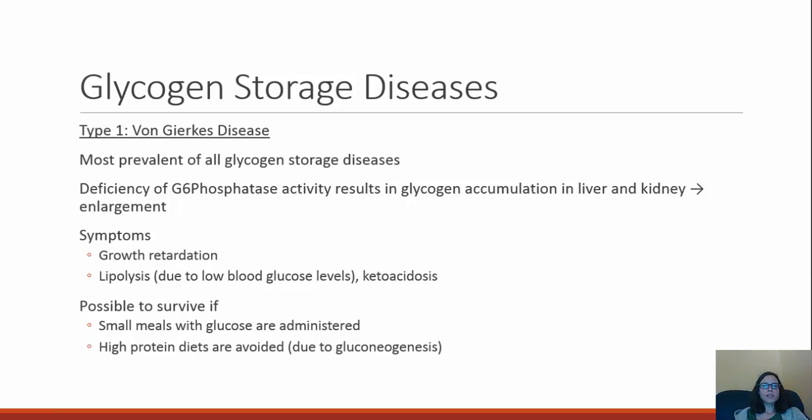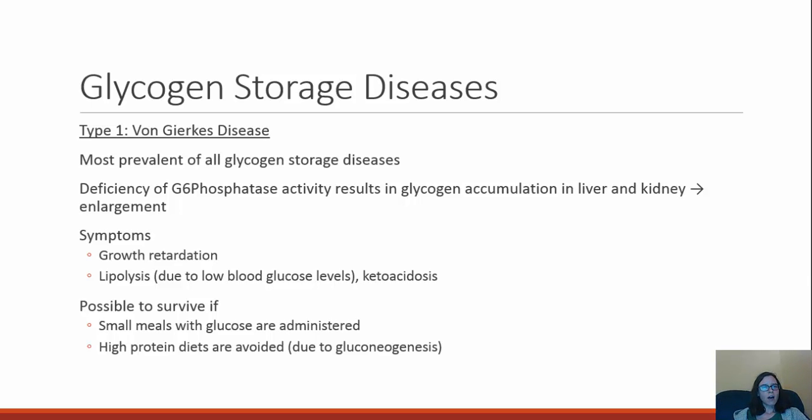This is the most common type of all glycogen storage diseases, and occurs when there is a deficiency of G6 phosphatase, resulting in the inability to break down glycogen and therefore the accumulation of glycogen in the liver and kidney. And when we have this growing of these glycogen molecules in the liver and kidneys, they become larger, okay?